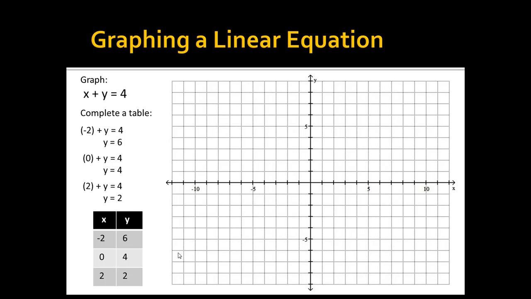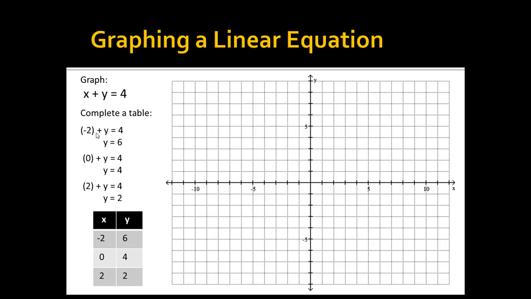Alright, our next graph is in a different form. The equation's in a different form. X plus y equals 4. And this was called standard form, where we have ax plus by equals c, where x and y in this case have coefficients of 1, so they don't have numbers in front of them. But that's called standard form.